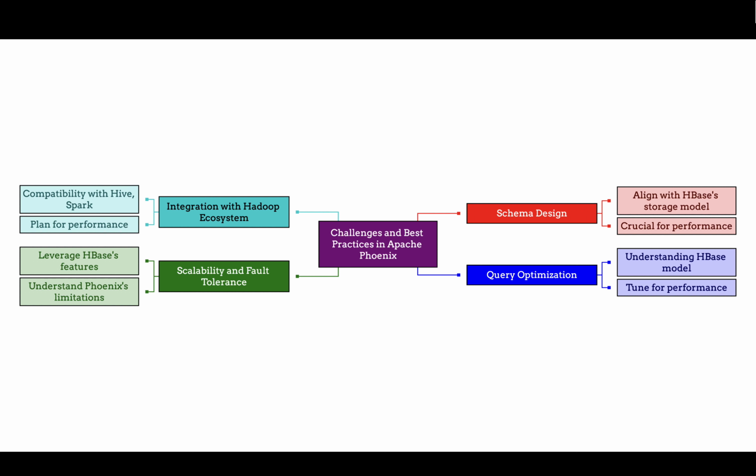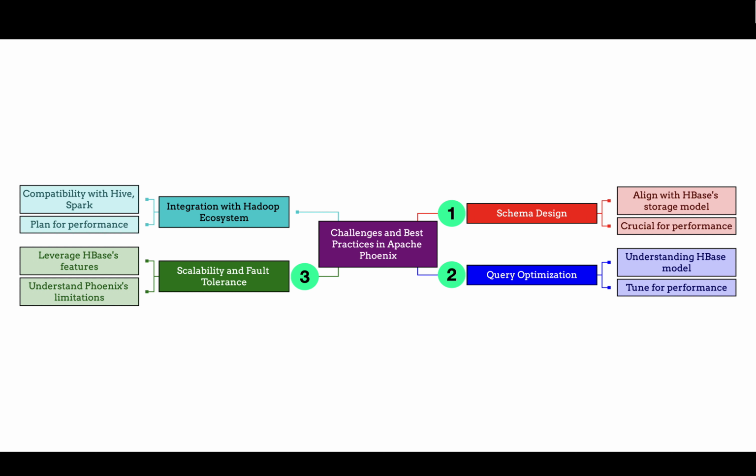Challenges and best practices in Apache Phoenix. 1. Schema design. Designing efficient Phoenix schemas that align with HBase's storage model is crucial for performance. 2. Query optimization. Tuning Phoenix queries for performance can be challenging. Understanding the underlying HBase model and how Phoenix executes queries helps in optimization.